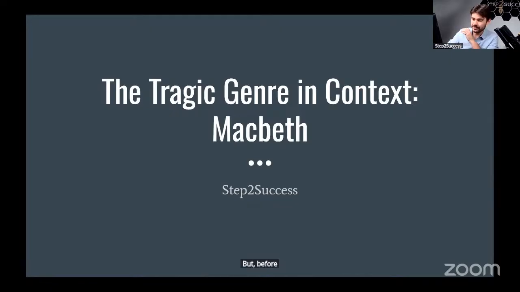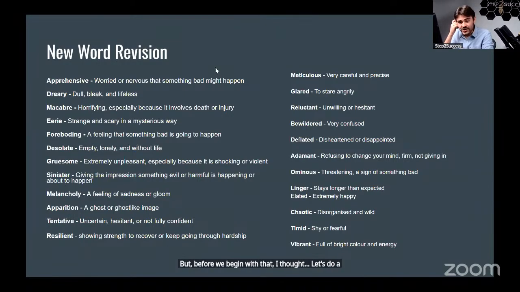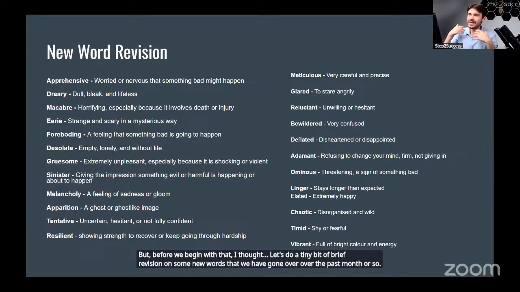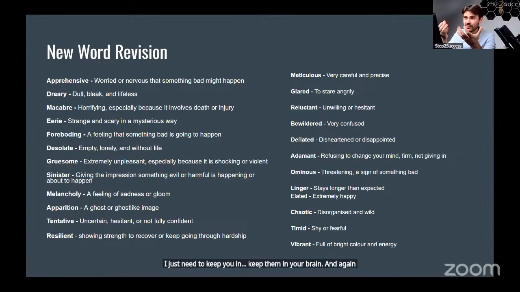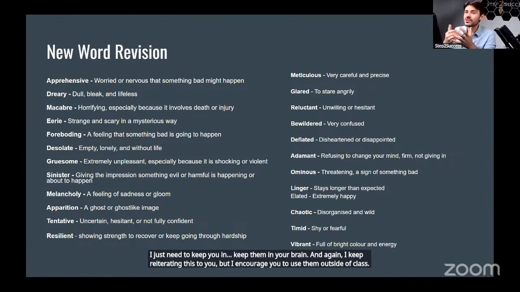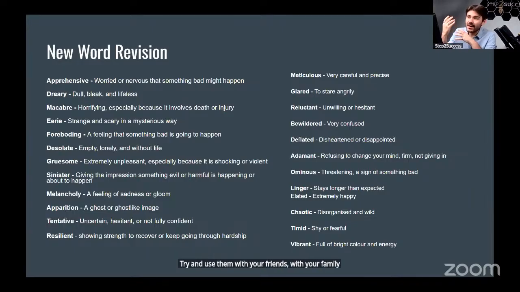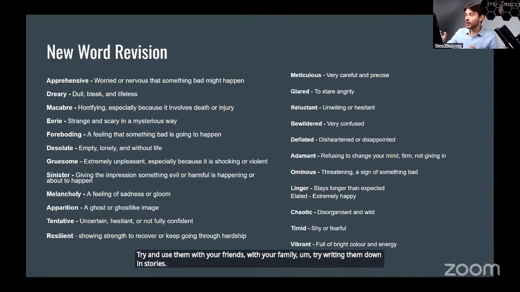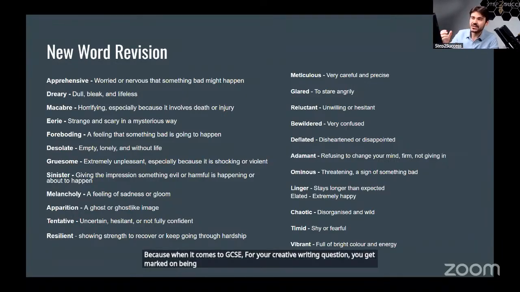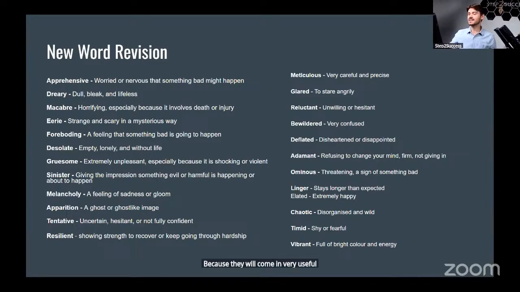But before we begin with that, I thought let's do a tiny bit of brief revision on some new words that we have gone over the past month or so, just so that you keep them in your brain. And again, I keep reiterating this to you, but I encourage you to use them outside of class. Try use them with your friends, with your family. Try writing them down in stories, because when it comes to GCSE, for your creative writing question, you get marked on being able to use higher level and unique words. So it's useful to remember them now because they will come in very useful, I guarantee, later down the line.